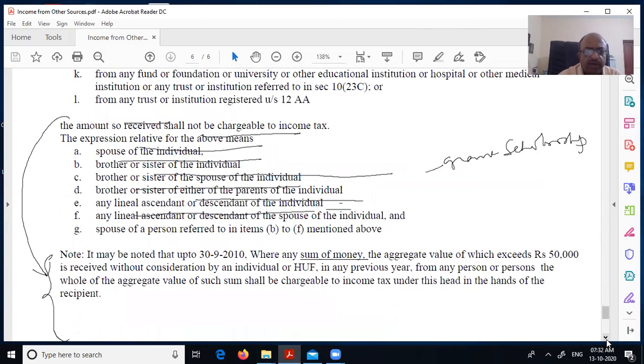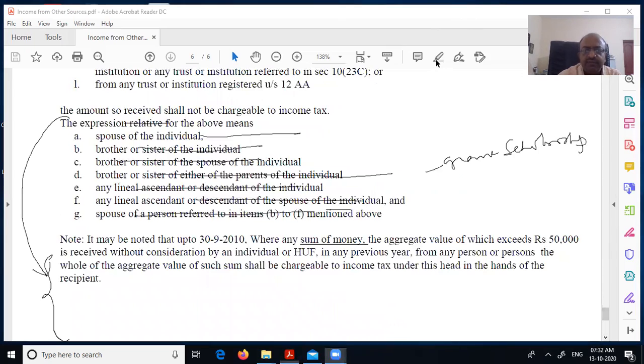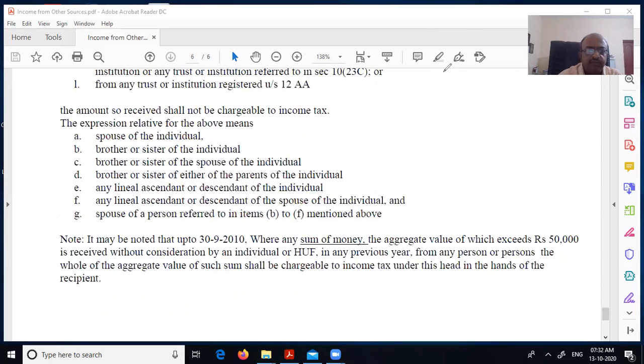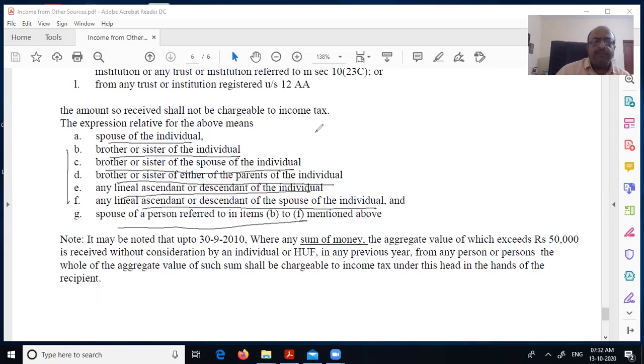Relative, again you can understand a lot of meanings are there in relative. Who are the persons covered? Spouse of the individual, brother or sister of the individual, brother or sister of the spouse of the individual, brother or sister of either of the parents of the individual, any lineal ascendant or descendant, any lineal ascendant or descendant of the spouse of the individual, and spouse of the person referred to in any of the items considered here. I'll give you a chart separately. So therefore, this section has become very crucial. So we'll look at those details in a problem, then that will be clear for you. Okay.